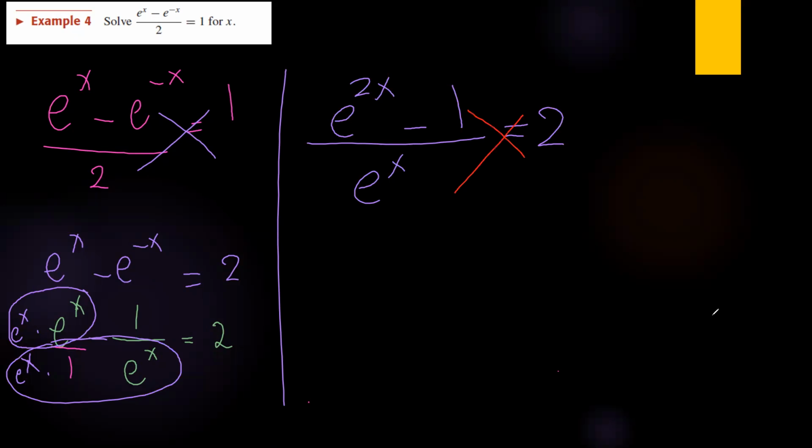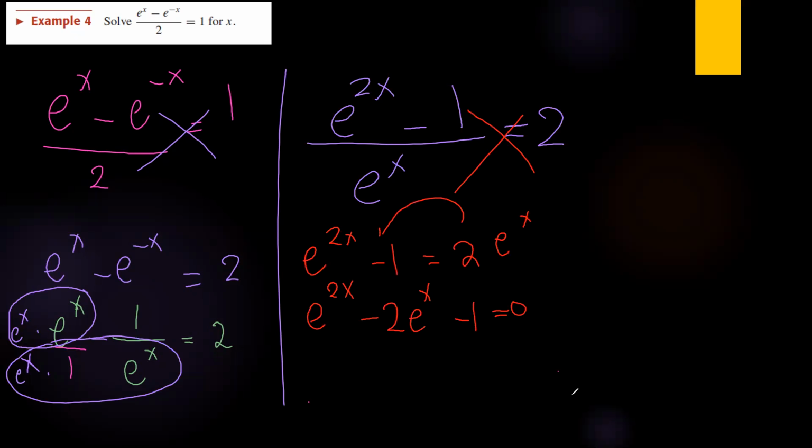Then cross the product. So e to the power 2x minus 1 is equal to 2 e to the power x. Then e to the power 2x minus 2e to the power x minus 1 equals 0. I move the 2e to the power x to the other side. And for this type of question, you must assume that e to the power x is u to solve it.